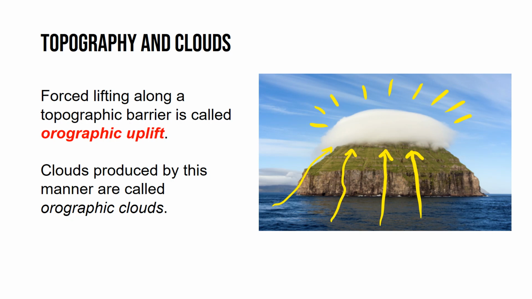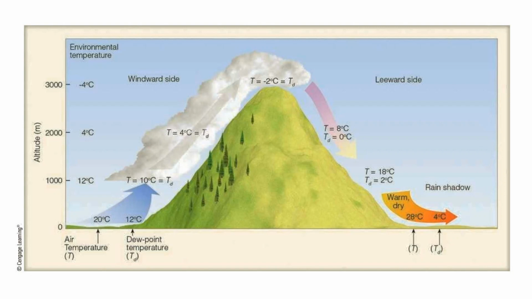Clouds produced in this manner are called orographic clouds. Here I'm showing you a diagram of an example of orographic uplift and cloud development. You can see that the air from the windward side is forced to lift. It produces clouds starting at an altitude of 1 kilometer up to the top of the mountain. Notice that the air at the leeward side is considerably warmer than the initial temperature because the latent heat was converted to sensible heat through condensation, which we know is a warming process.